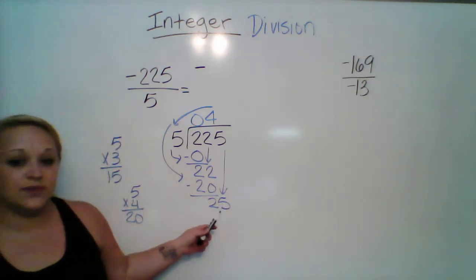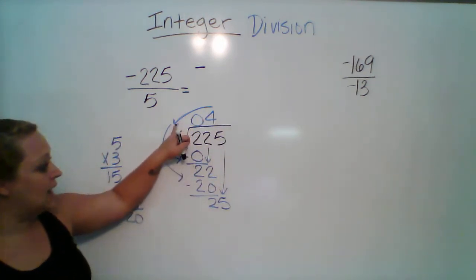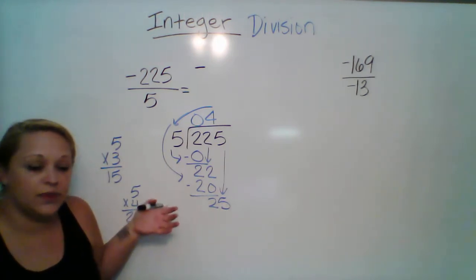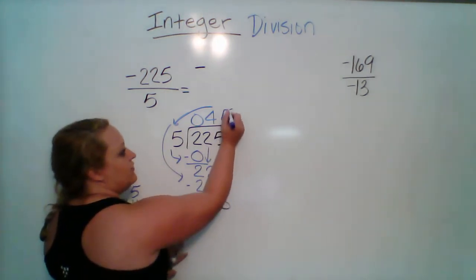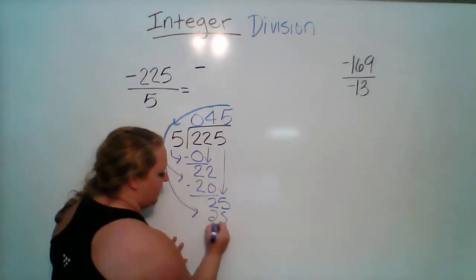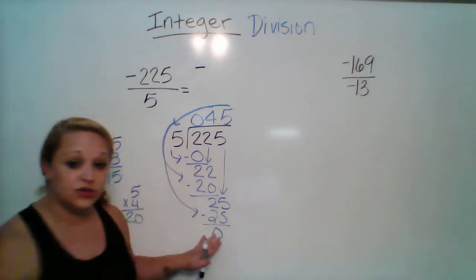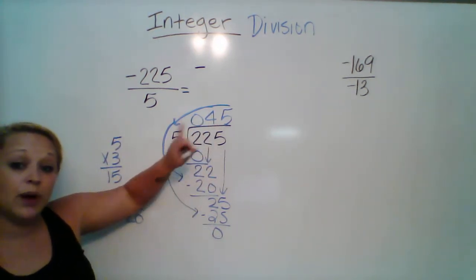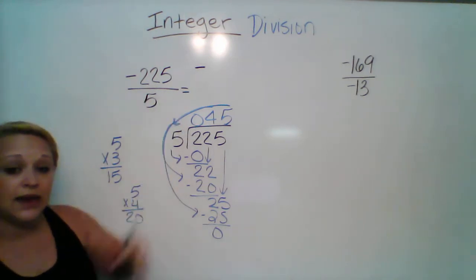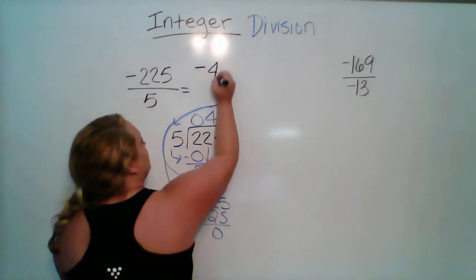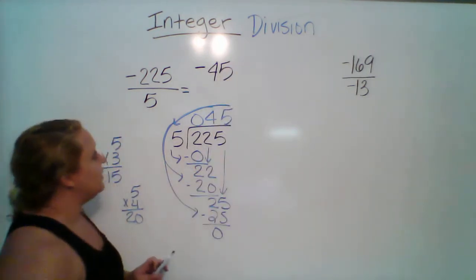So now I have to ask myself, what number times 5 equals 25? Well, most of us know it. It's memorized. It's 5. So now 5 times 5 gives me 25. I'm going to subtract, and there's no remainder. So if there's no remainder, my answer is 45. But because I was smart in the very beginning, I know that I put a negative here, so therefore it's a negative 45.